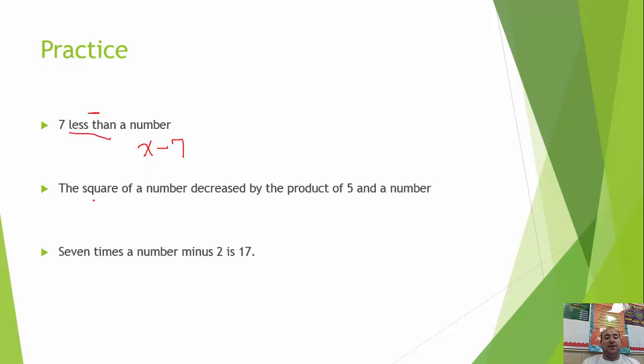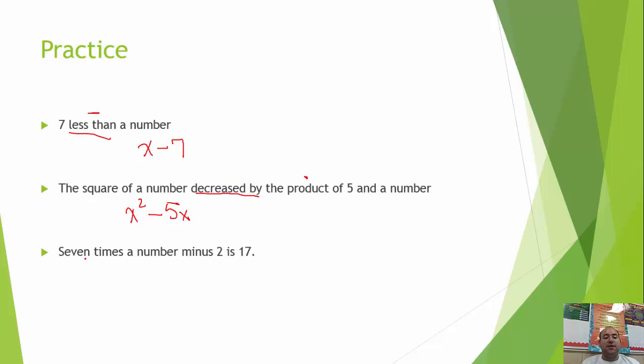If we look at the next one, the square of a number. Okay, so we didn't really talk about the square of a number, but that just means x squared. Decreased by. Decreased, same thing as subtraction again, just like increased would be addition. The product of 5 and a number. Product is multiplication, so we do 5 times x.